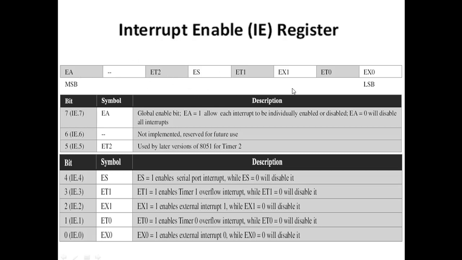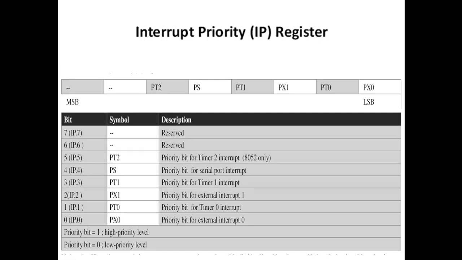Okay. So if we want to enable our external interrupt 1, what we need to do is configure the enable register in binary to be 1 0 0 0 0 1 0 0, and in hexadecimal it needs to be 84. Okay, this way you can enable your register. Now there are lots of interrupts. We can see there are 5 interrupts, right?